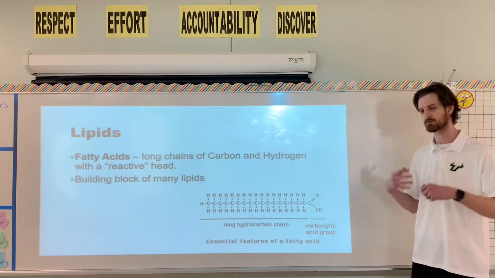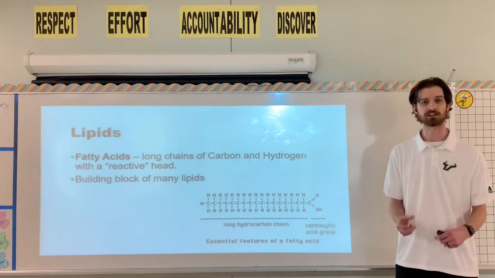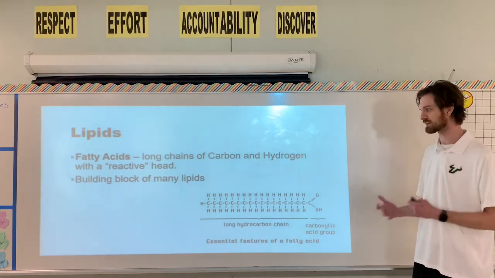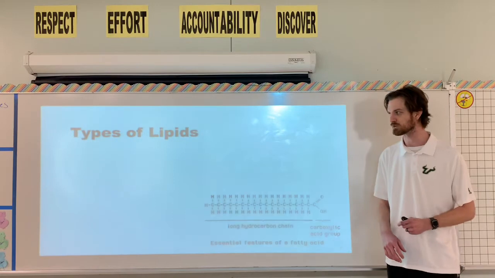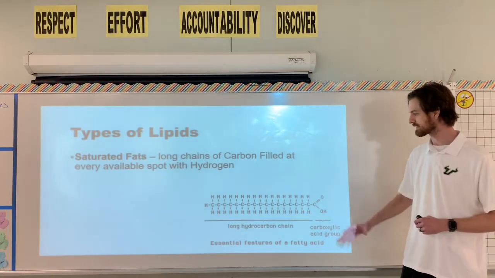Like I said, we can make more complicated things the more fatty acids we have, just like we can make polysaccharides with the more monosaccharides we have. So it's kind of the same kind of process here. A lot of things build. So we can have what are called saturated fats. Fatty acids can come in 2 varieties.